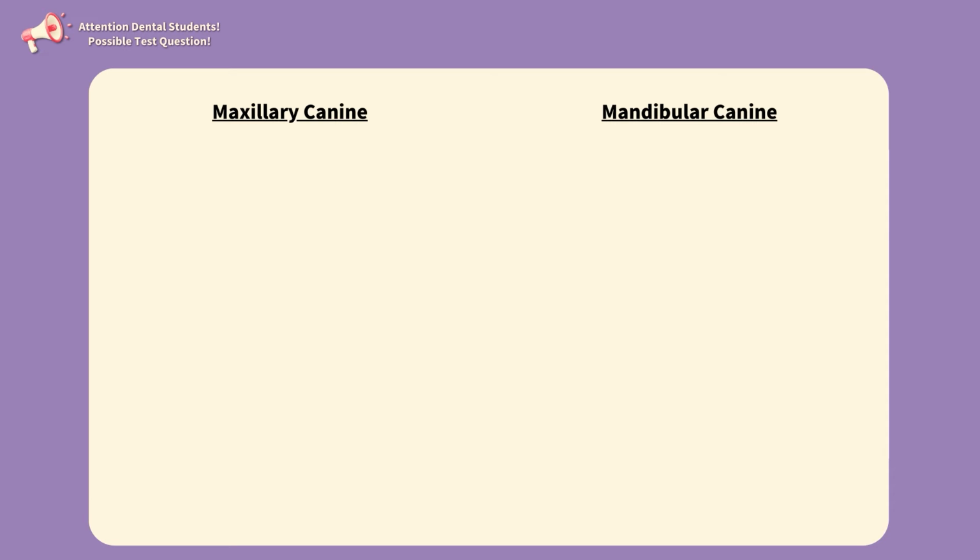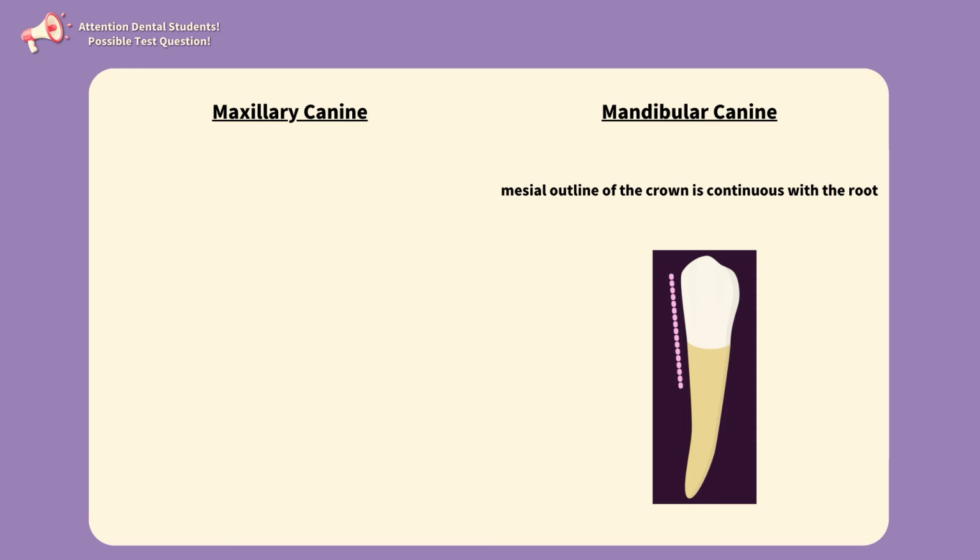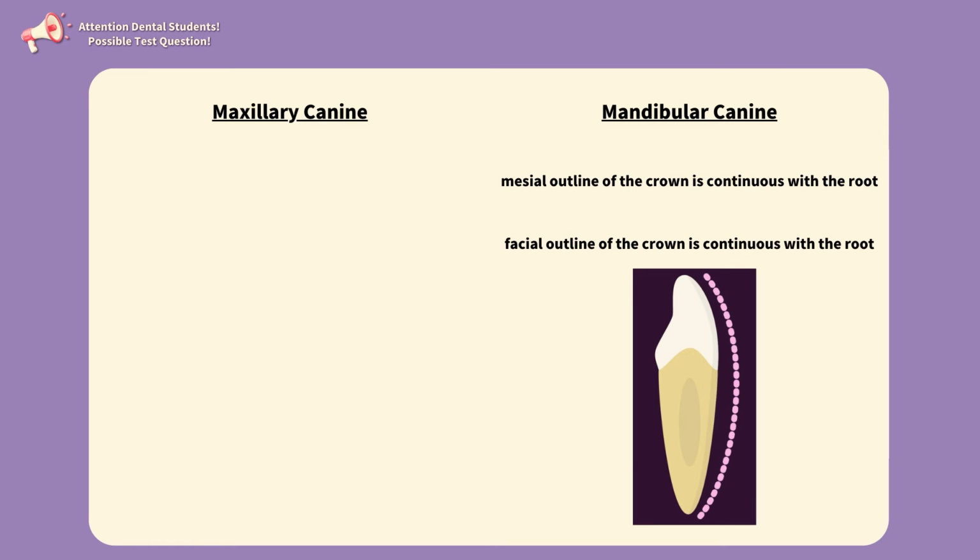Some features that the mandibular canine has that the maxillary canine does not is a mesial outline of the crown being continuous with the root, as well as the facial outline of the crown being continuous with the root from the cusp tip to the apex of the root, making a C-shape.